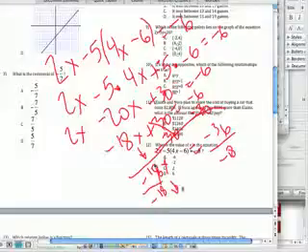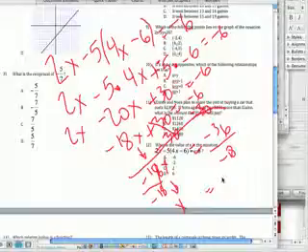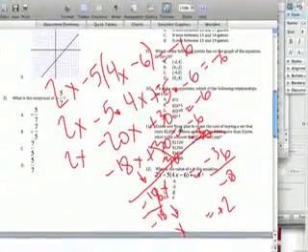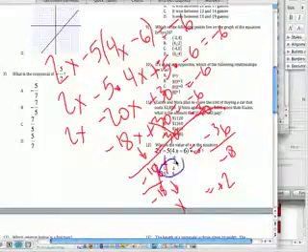If you have the same sign, then your answer is going to be positive. If the signs are different, then your answer is negative. So in this case, x equals 2. And I see that in answer letter C.